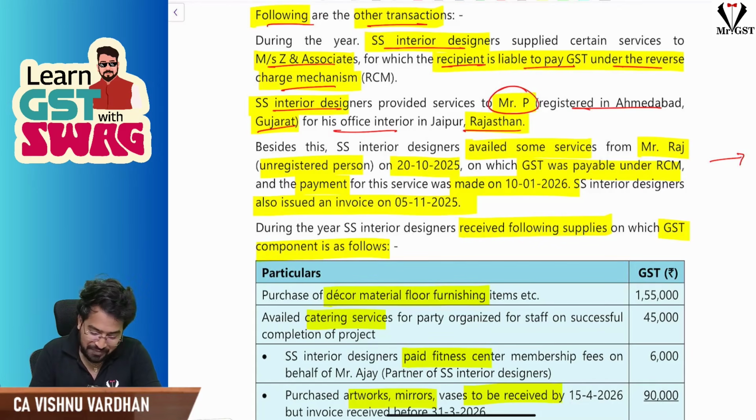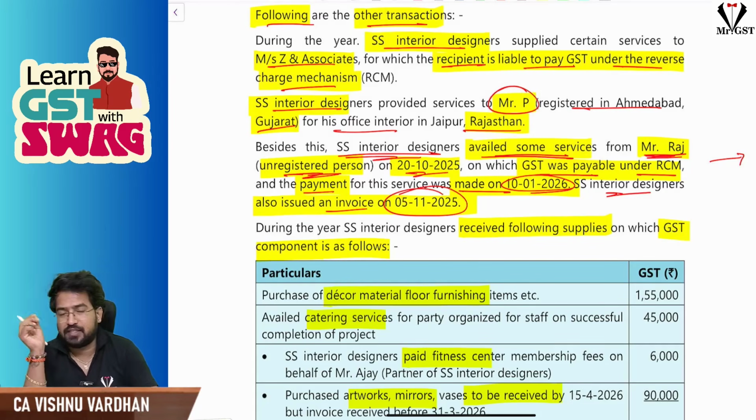Okay. Fine. SS Interior Designers availed some services from Mr. Raj. And from Raj related point, there is one time of supply question if you see. SS Interior Designers availed some services from Mr. Raj, unregistered fellow, on 20th October. GST is payable under RCM. Payment was made on 10th Jan and invoice by SS Interior Designers.